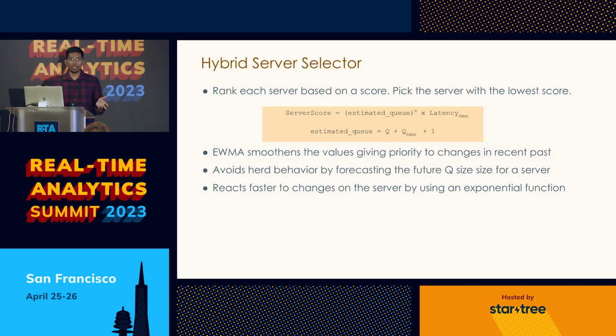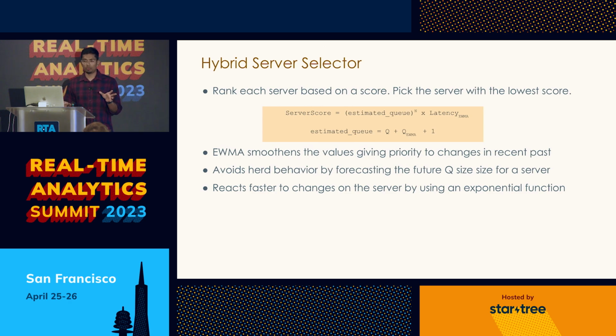And that is where we built an algorithm called the hybrid server selector algorithm. On the surface it looks pretty simple. All we are going to do is rank all the servers in the system based on a particular formula that we see on the screen here. And then when a query comes in, we are going to pick the server which has the best score.